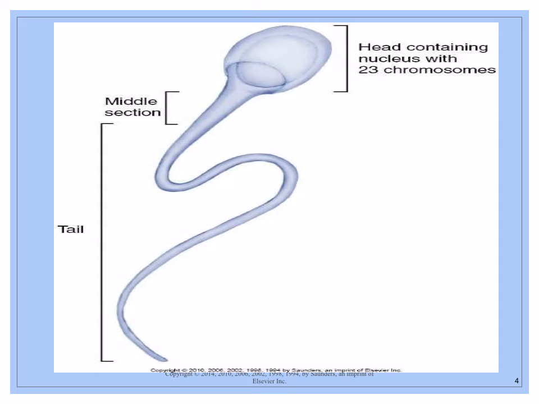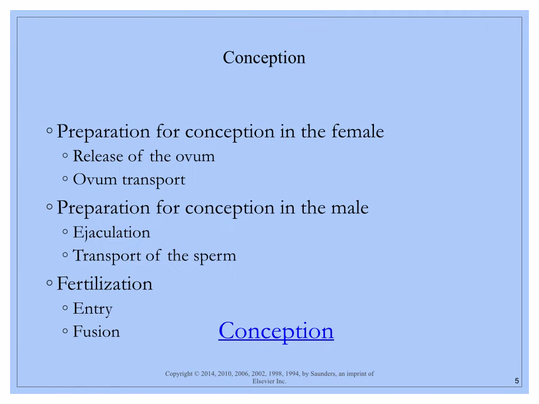On our last slide here, in slide 4, we can see a closer visualization of the sperm gamete itself, which has the head that contains the nucleus with the 23 chromosomes, the midsection, and the tail, which helps motility and movement.